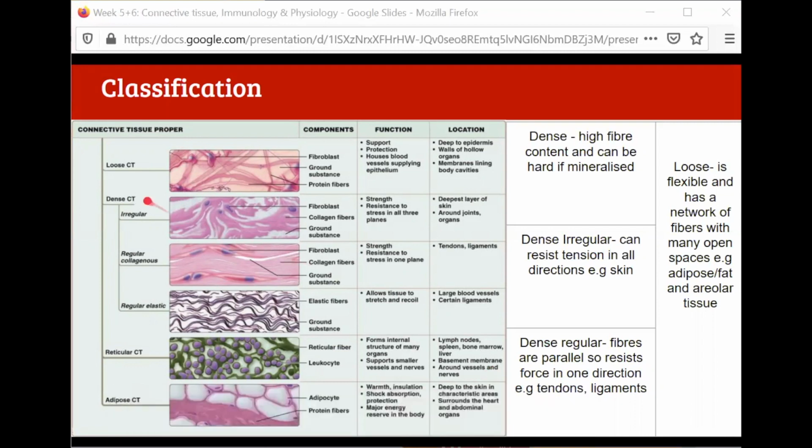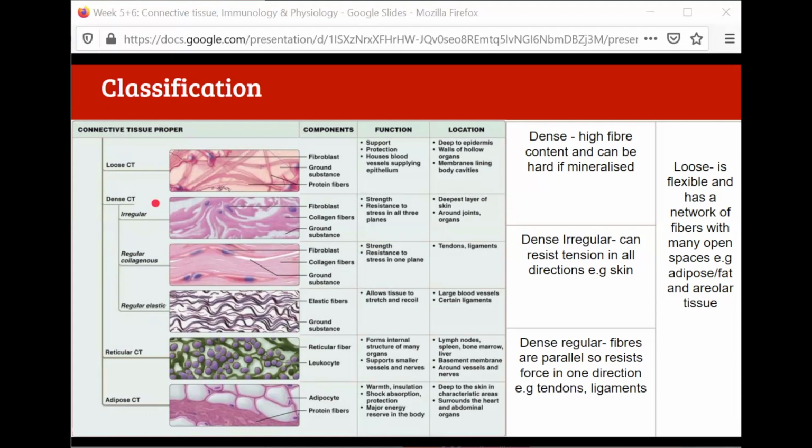Next thing we've got is dense connective tissue. This one's got a couple types on it, but I just classify it into irregular and regular. Dense connective tissue has a high fiber content, so a lot of collagen, a lot of elastin, and can even be hard if it's mineralized. In this example, I'm talking about bone. Bone is dense connective tissue which has been mineralized.